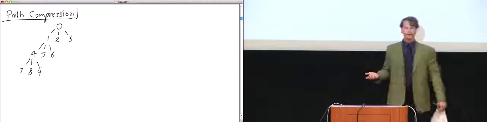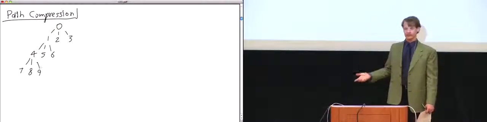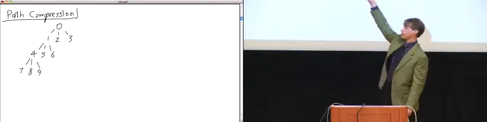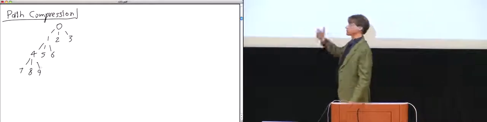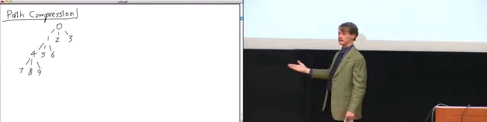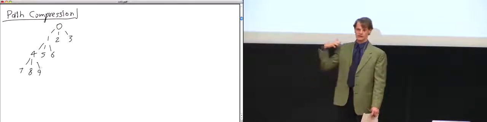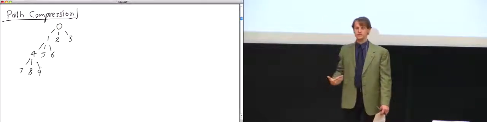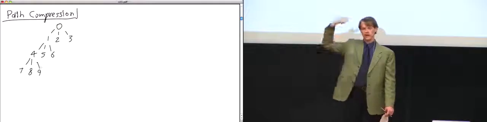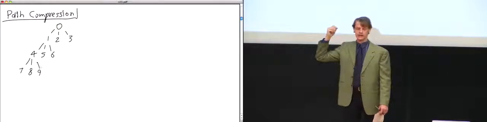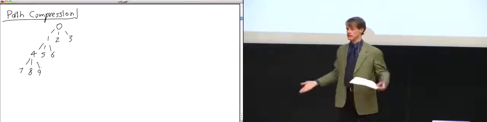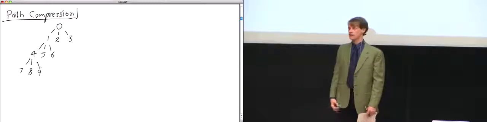But suppose I do find 7 again. Then I do it all over again. I start at the 7, I walk up to the 4, I walk up to the 1, I walk up to the 0. Suppose I do find 7 again, and again, and again. If someone keeps doing find 7 over and over again, and 7 is deep down in the tree, then I'm going to have to walk up that same path many, many times. And that could get really expensive.